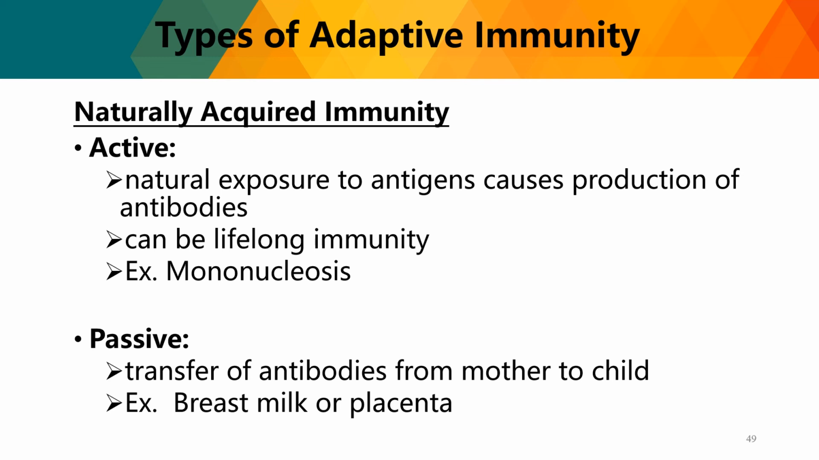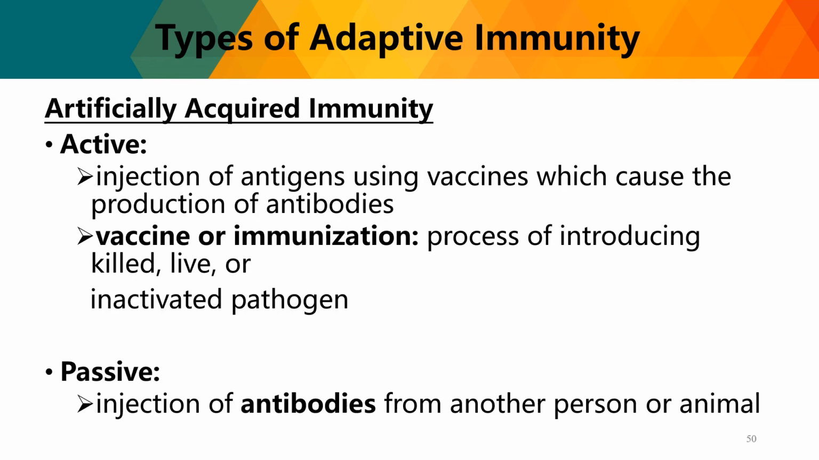So the types of adaptive immunity include naturally acquired immunity. So you have the active. This is natural exposure to antigens caused by the production of antibodies, and they can be lifelong immunity, for example your mononucleosis. And then passive is a transfer of antibodies from mother to child, for example, wherein babies get this immunity from getting breast milk or through the placenta.